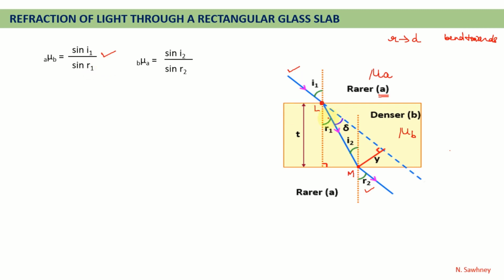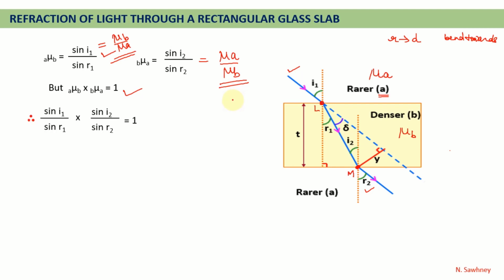And the refraction at the second interface at M can be represented as sin i2 upon sin r2 is equal to mu A upon mu B. So we can rewrite them as mu B upon mu A, and here we can write down mu A upon mu B. So when we multiply both these equations above, we will get 1. See here, this is mu B upon mu A and this is mu A upon mu B. So when we multiply both, we will get 1.